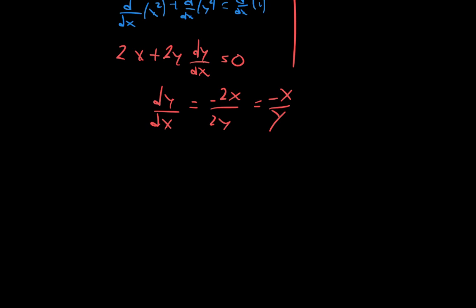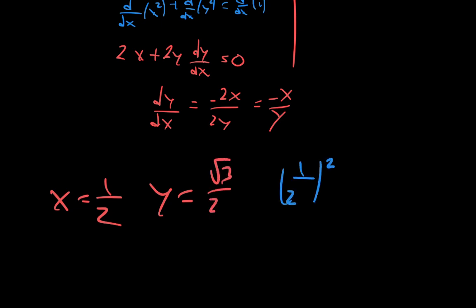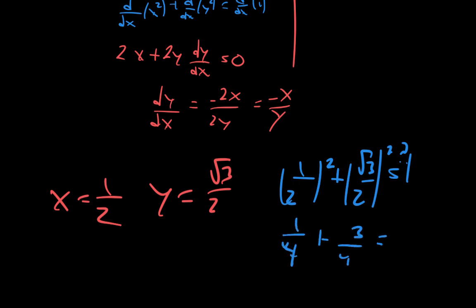If we want to find the slope of the tangent line to the circle, we have to first choose a point. So we can do x is equal to 1/2, y is equal to root 3 over 2. 1/2 squared plus root 3 over 2 squared. Is that equal to 1? Well, that's 1/4 plus 3 over 4. That is equal to 1.